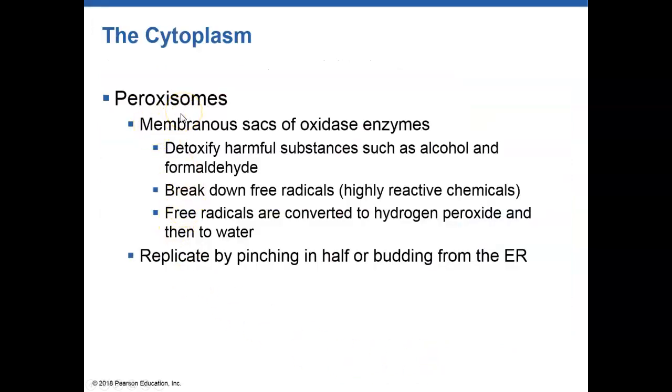We have peroxisomes. Peroxisomes are small sacs that contain oxidase enzymes. Oxidase breaks down free radicals. Free radicals are typically converted to hydrogen peroxide. Hydrogen peroxide is also considered poisonous to our cells, and so hydrogen peroxide is then converted to water and oxygen.